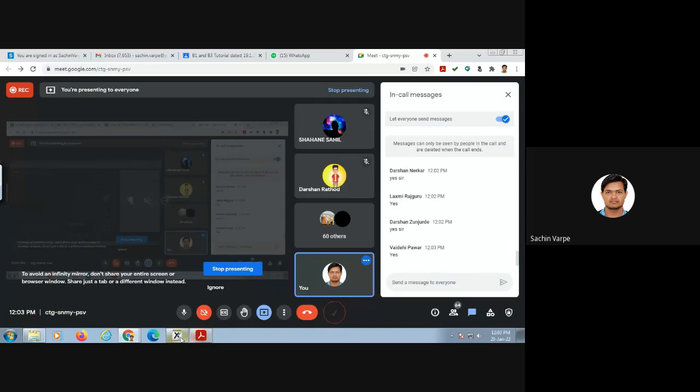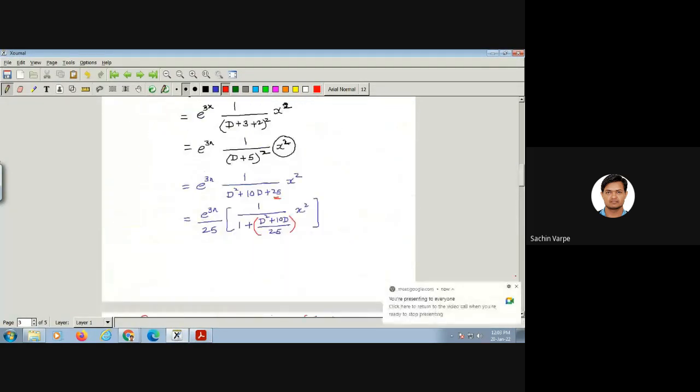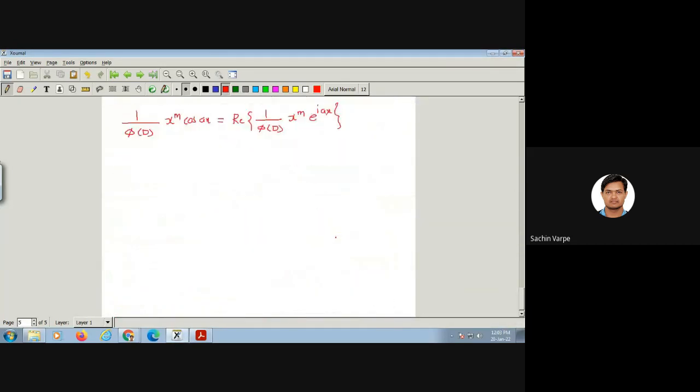ठीक है। So these are all the 7 cases for the shortcut to find the particular integral. So let us discuss the combined examples on these cases. Examples.